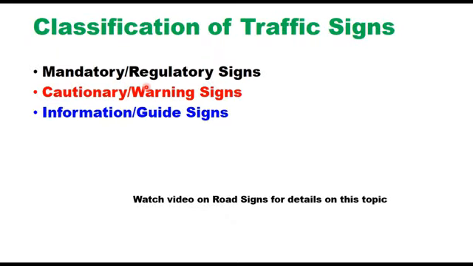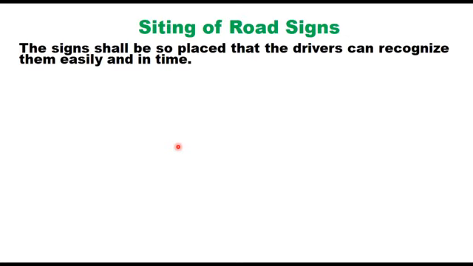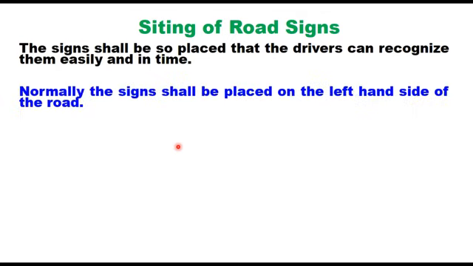Different types of signs included in each of these categories and their functions have been discussed in another video, and you can watch that video on road signs. Now, in this present session, we will discuss design of road signs. And the first point in consideration is sighting of road sign. The sign shall be so placed that the drivers can recognize them easily and in time.